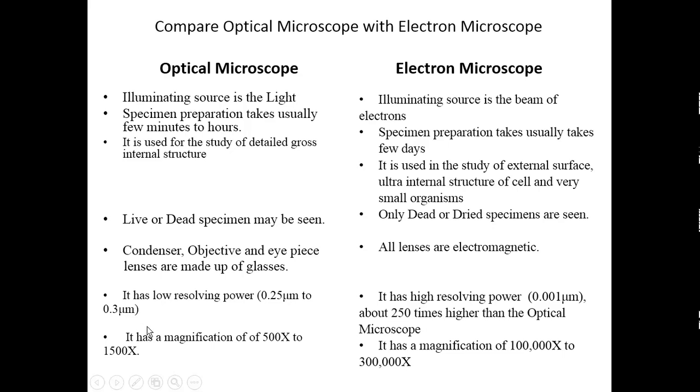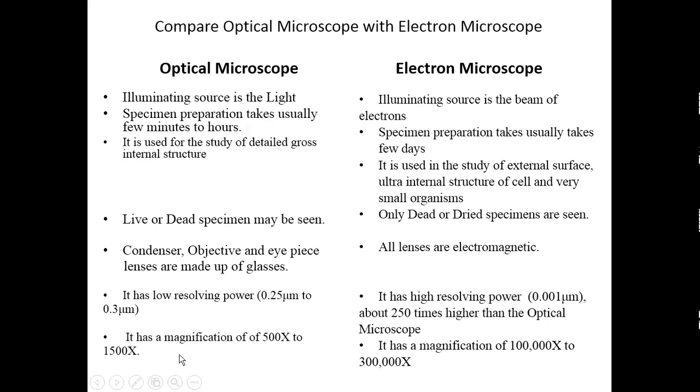Now, the optical microscope has low resolving power, about 0.25 micrometer to 0.3 micrometer. But the electron microscope has a high resolving power, of the order of 0.001 micrometer. See, this is 0.25 micrometer, and this is 0.001 micrometer, about 250 times higher than the optical microscope. That is the resolution or resolving power.